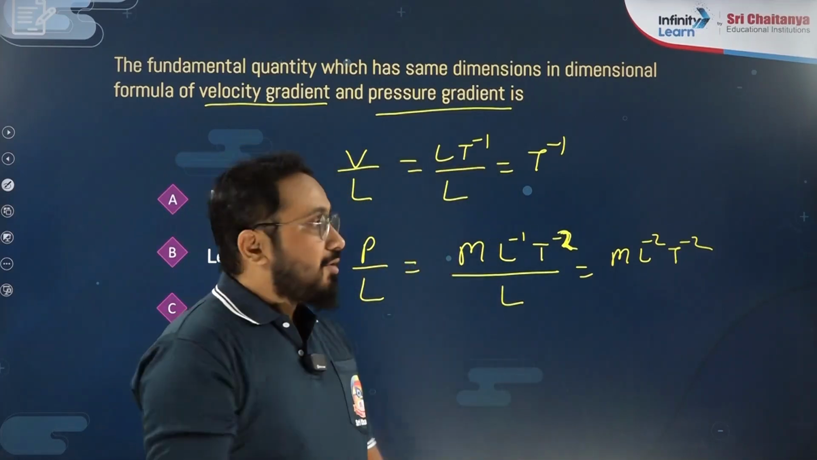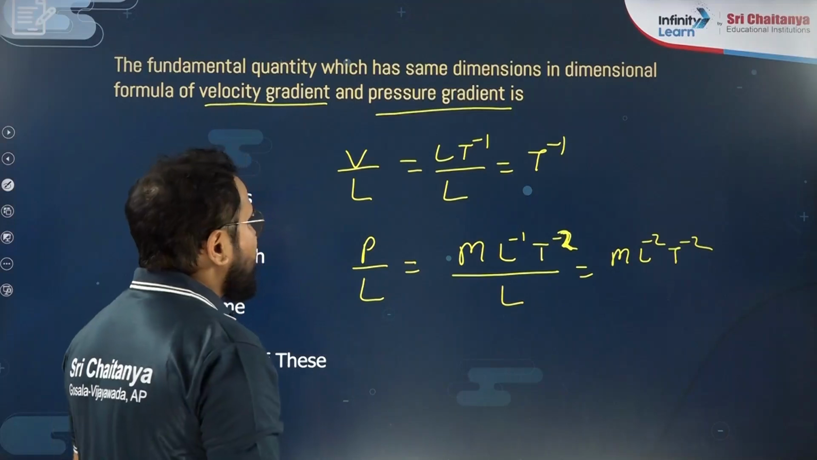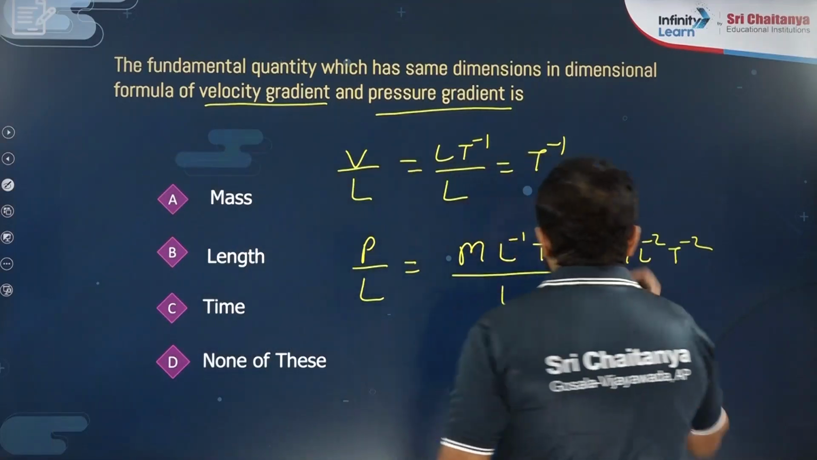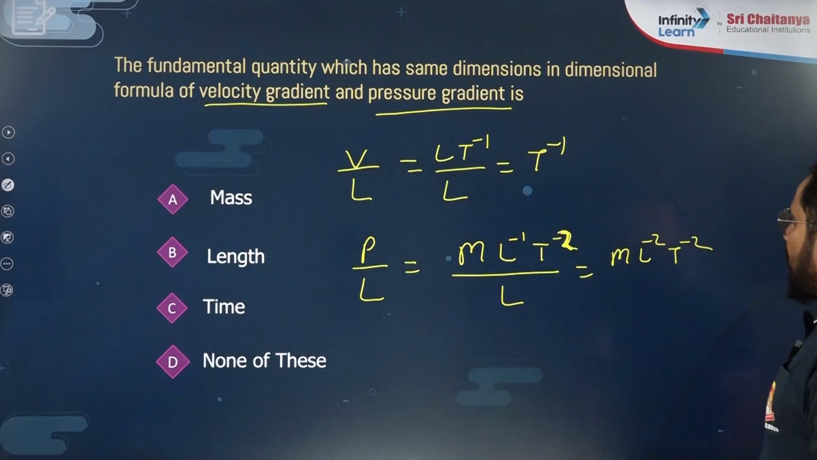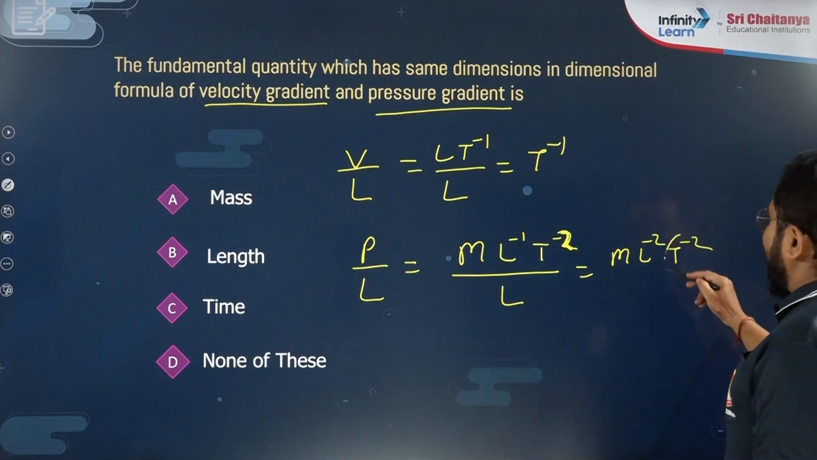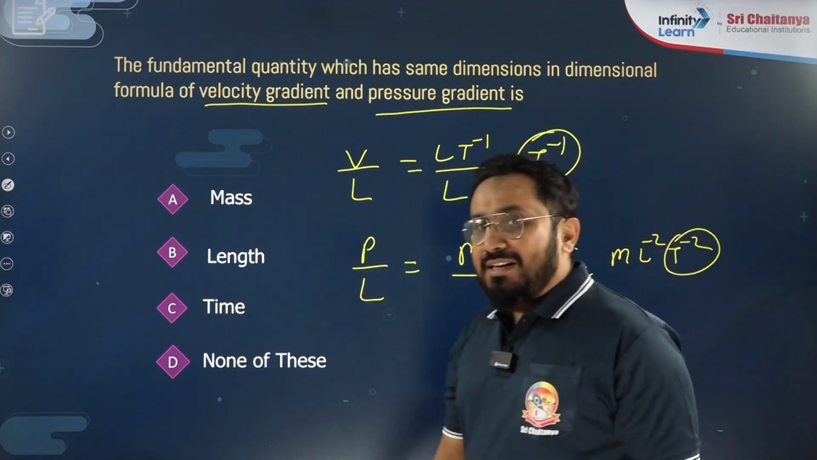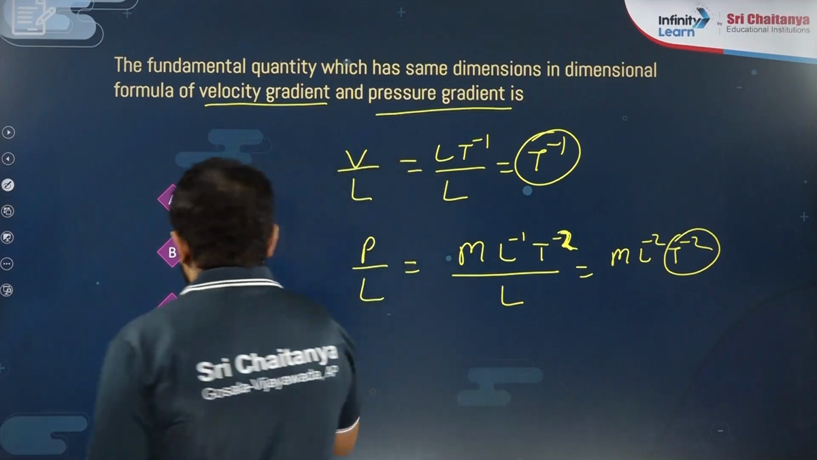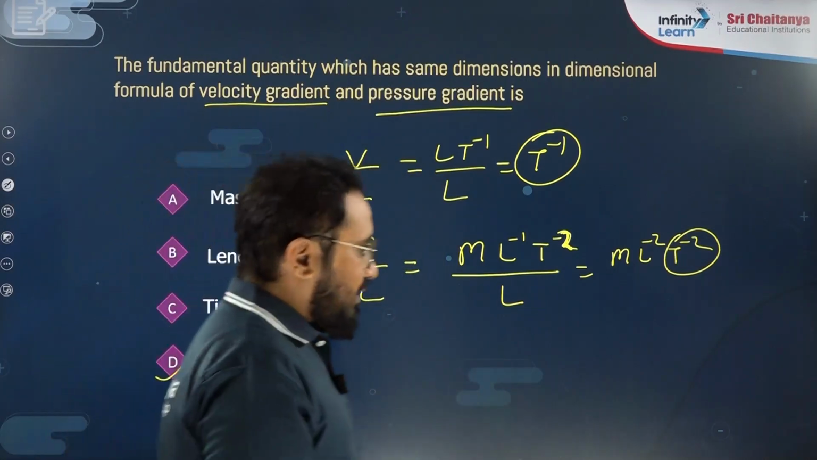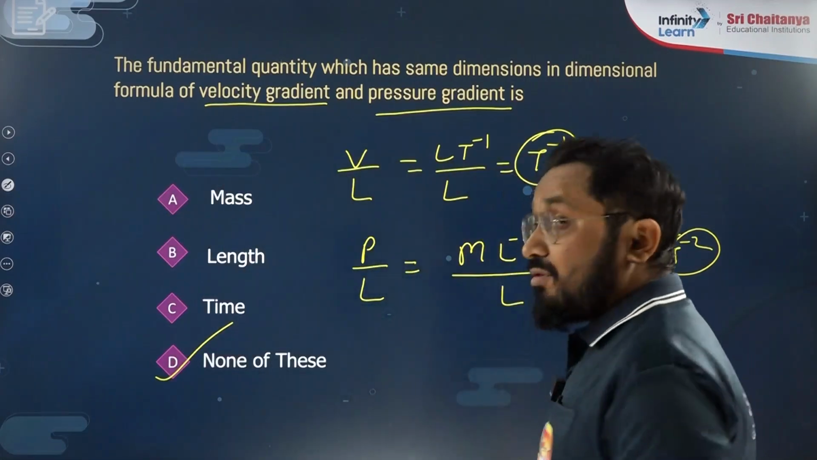Is it clear? So check what is common. Can you see mass common? No. Can you see length common? No. Can you see time? Time is there, but here it is T minus 2 and here it is T minus 1, so it is not the same. So the answer will be none of these. Nothing is the same in this. Is it clear? Understood, all of you?